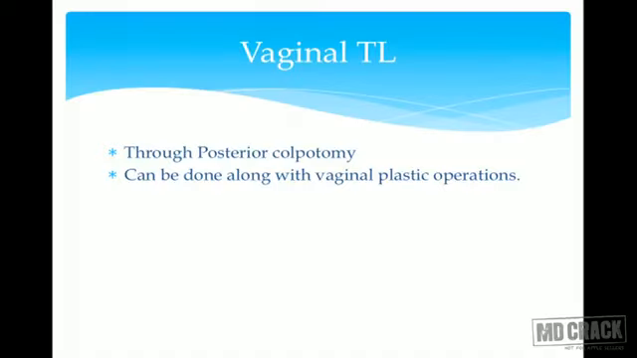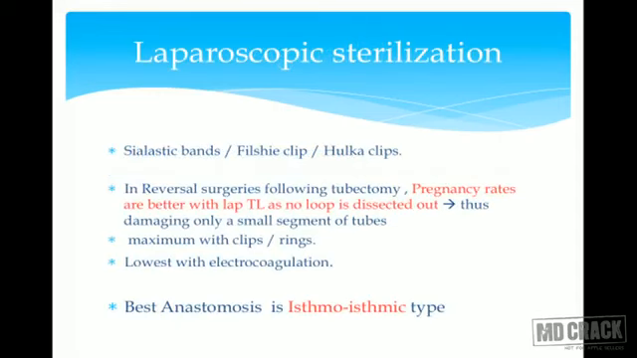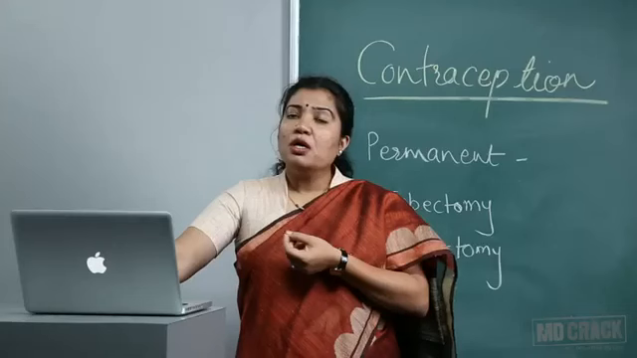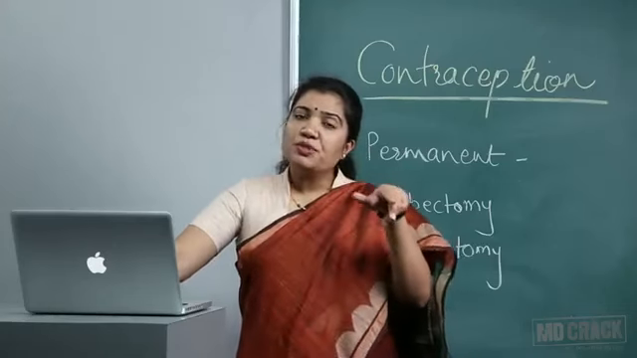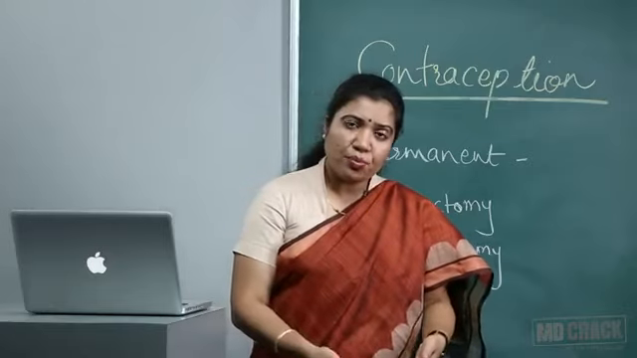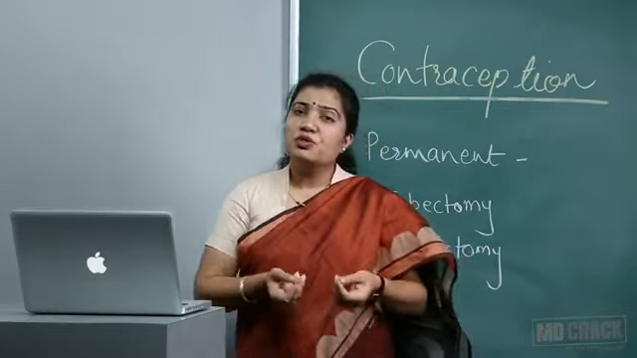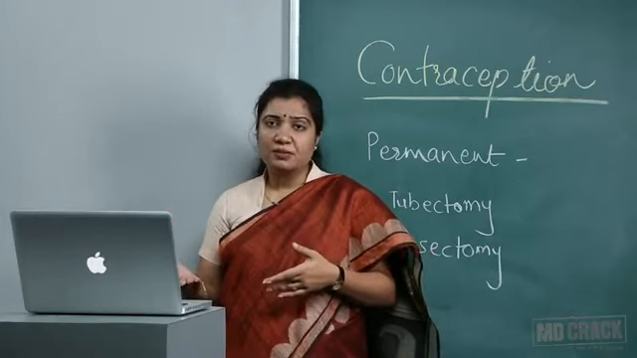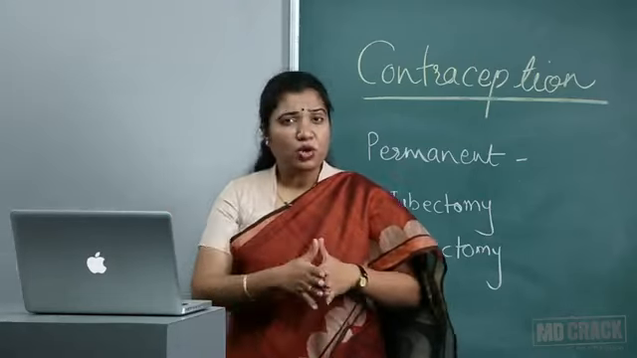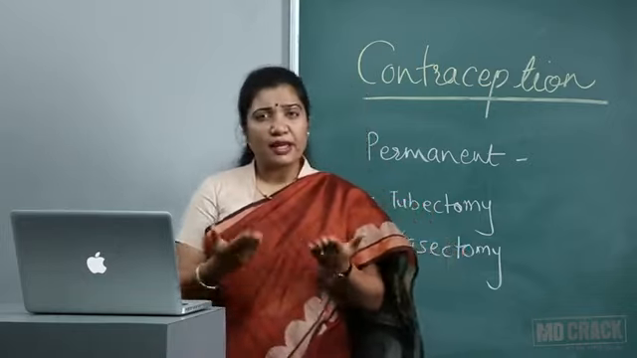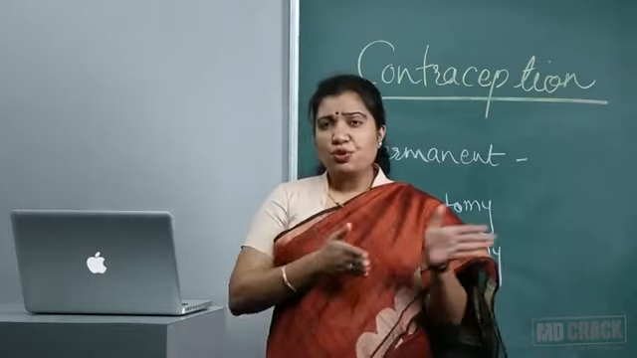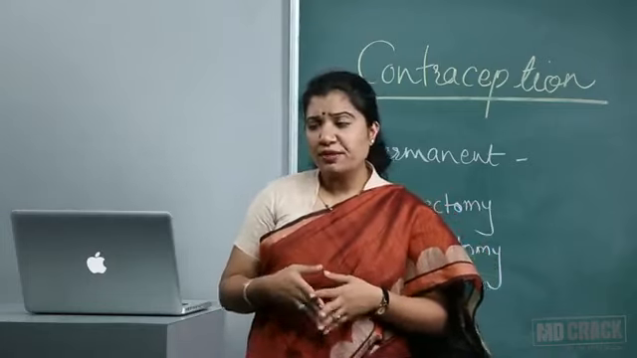Vaginal TL: previously it was very popular, nowadays not much in use. Through posterior colpotomy, we take an incision on the posterior fornix, and the tubes, as you know, are always in the pouch of Douglas along with the ovaries. From there we can take out the tubes and perform tubectomy by all these methods. It can also be done along with some plastic surgery on the vagina, like anterior colporrhaphy or colpoperineorrhaphy. So you can combine these vaginal surgeries together.